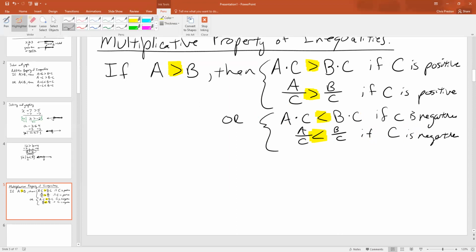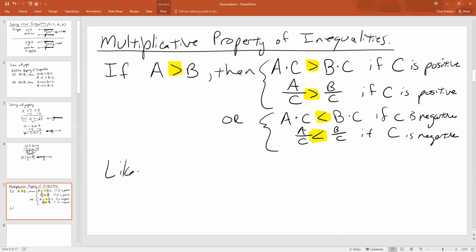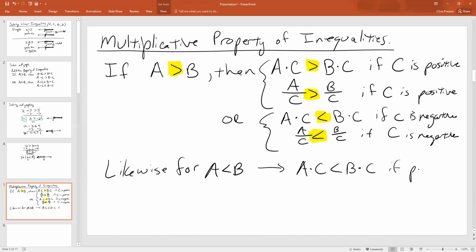Likewise, I'm just going to say likewise for A less than B, right? If you multiply both sides by a positive, you're going to keep the relationship. And that includes dividing, right? That includes the dividing. Or it'll switch around if C is negative.